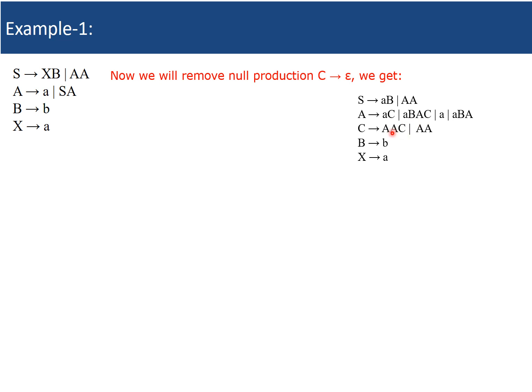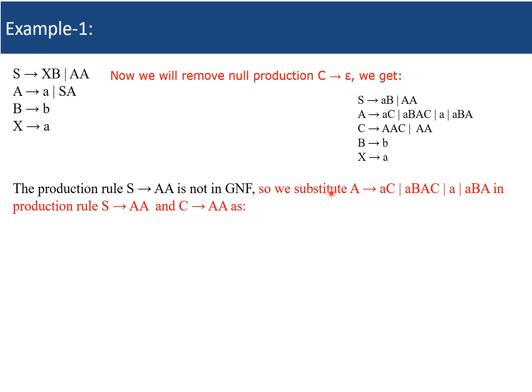Then C is also having an epsilon production. C gives AAC. Then C is replaced by epsilon, you will get only AA. So once after eliminating the epsilon production, you will get the production like this. So B gives XB and X gives A. This is the final production. Most of the productions are already in GNF, but a few of the productions are not in GNF form. What are those rules? There are two rules not in GNF.